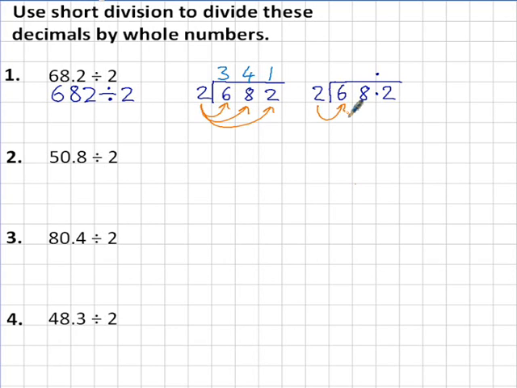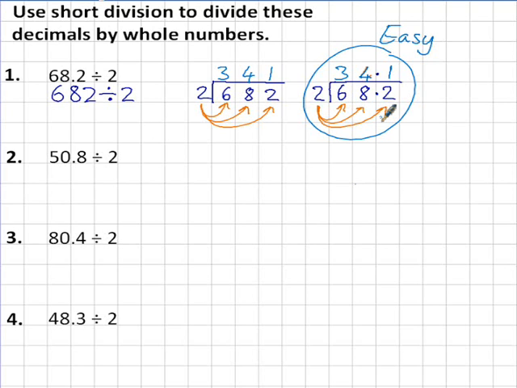Okay, 2 into 6, 3, 2 into 8, 4, and 2 into 2 is 1. Oh, look at that, it's 34.1, that's the answer. So the process was exactly the same as it was with the whole number question. And you'll have noticed, hopefully, that the answer, 34.1, is 10 times smaller than 341, and that's because we were doing 68.2 divided by 2, and 68.2 is 10 times smaller than 682.